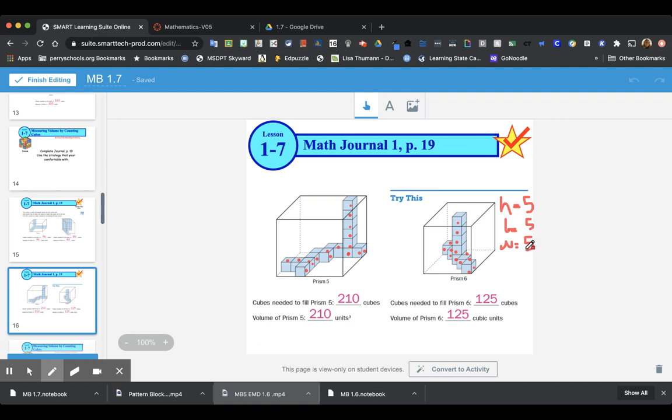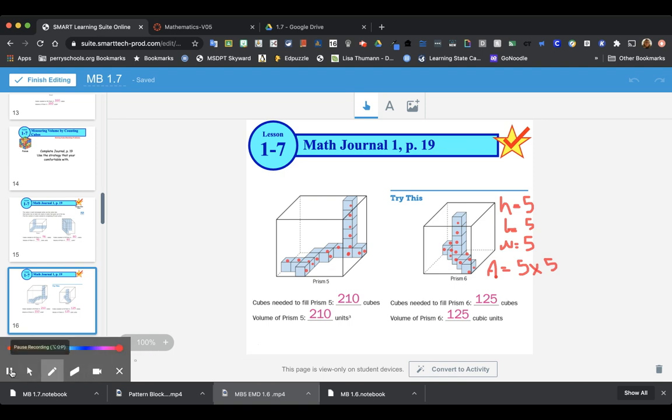So we'd have 5 times 5 times 5. And so remember, the area of the base could be a 5 times 5. And then we would take that 25 times 5, because that's how tall it is, to get 125 cubes or 125 cubic units.